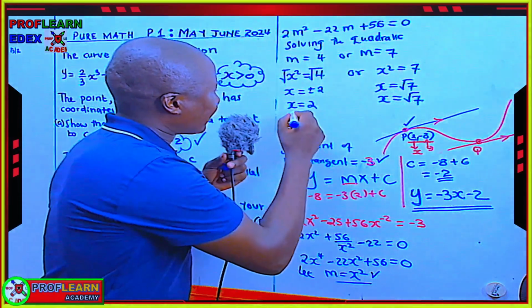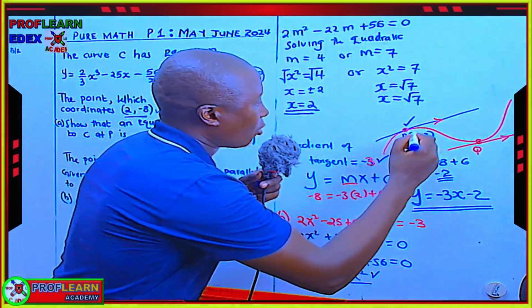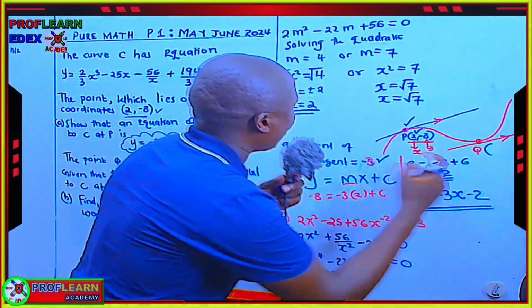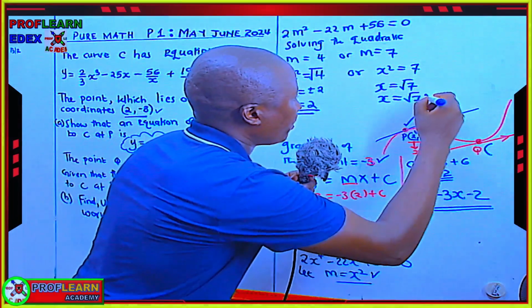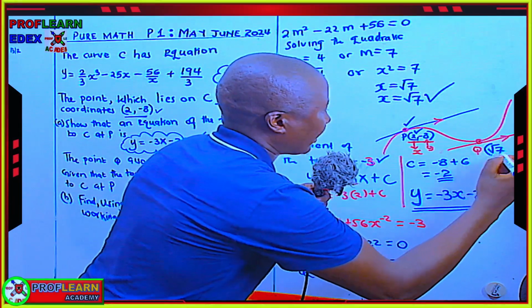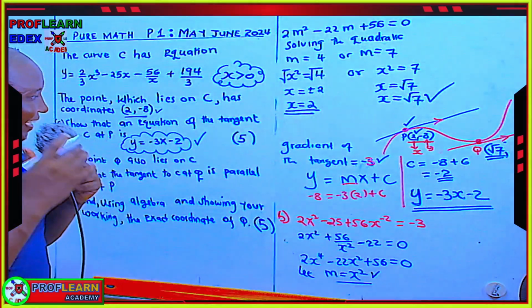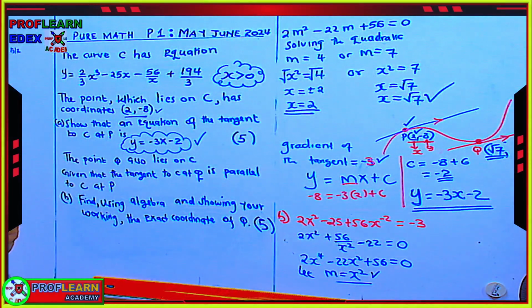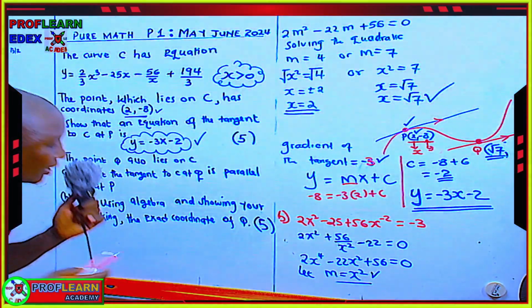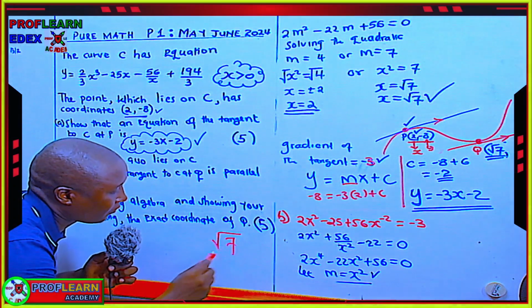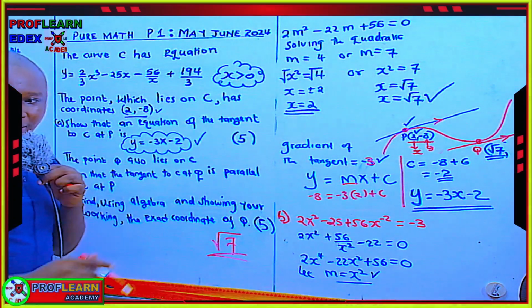So since our x coordinate for P was 2, it means the x coordinate for Q is going to be root 7. And that is basically what you are supposed to find, the x coordinate. So the x coordinate for Q is basically the root of 7 that we have shown at this given point.